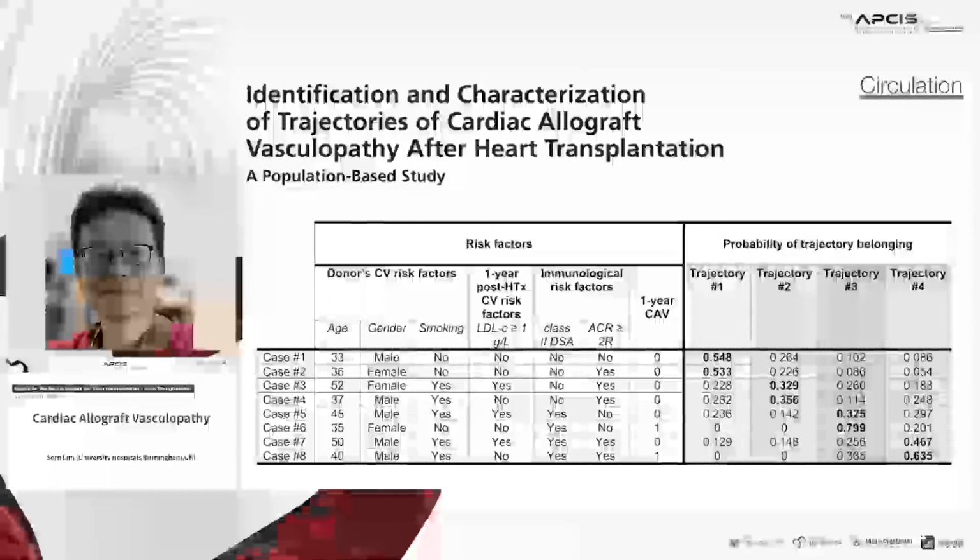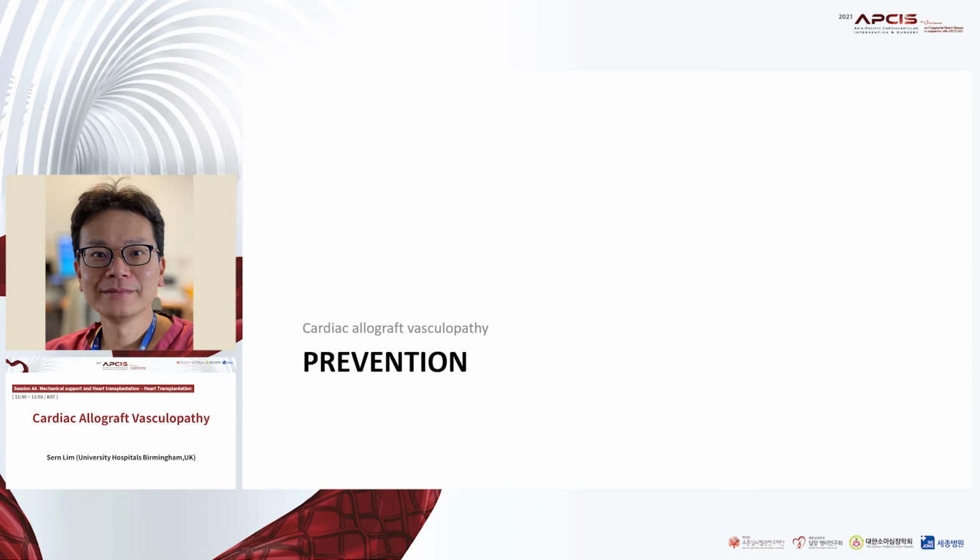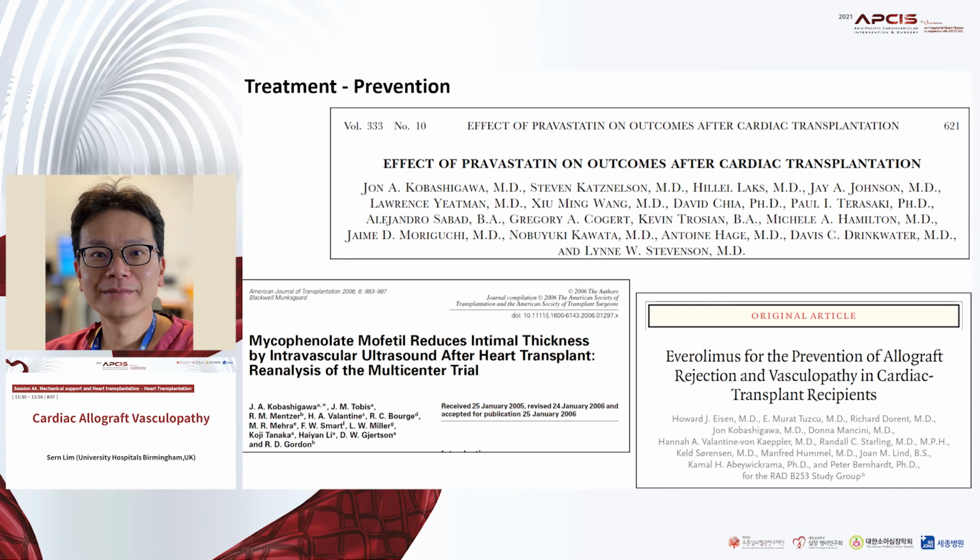So with regards to management, we have a few medical therapies that are well established. Statin should be used universally in all heart transplant recipients, and it is believed that the benefit may be partly related to the pleiotropic effects of statin rather than just lipid lowering. Mycophenolate is now also a fairly standard part of the immunosuppression regime, replacing azathioprine. And everolimus or sirolimus may also slow or delay the progression of vasculopathy, certainly based on coronary imaging studies.